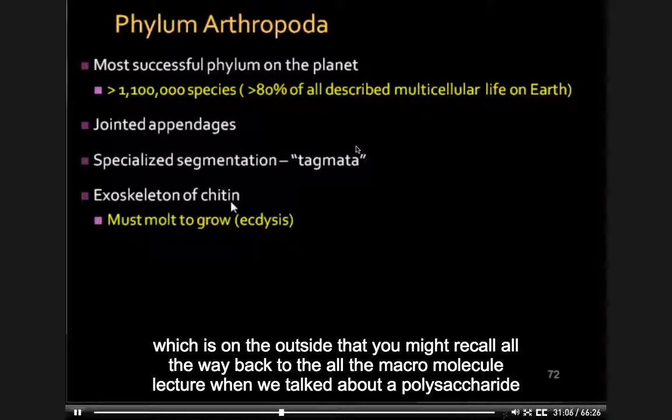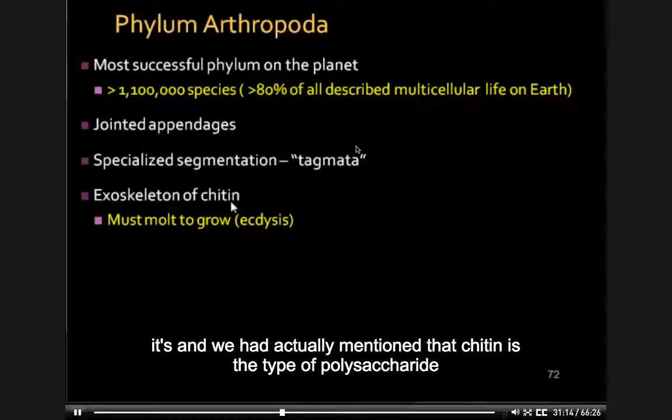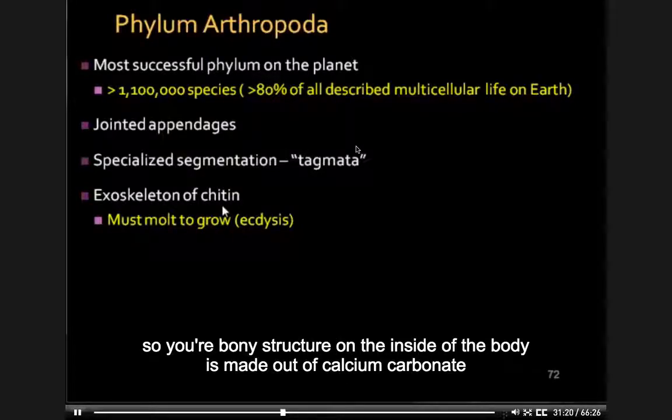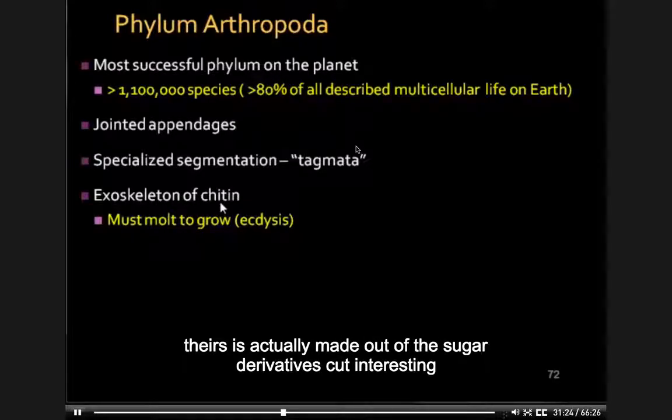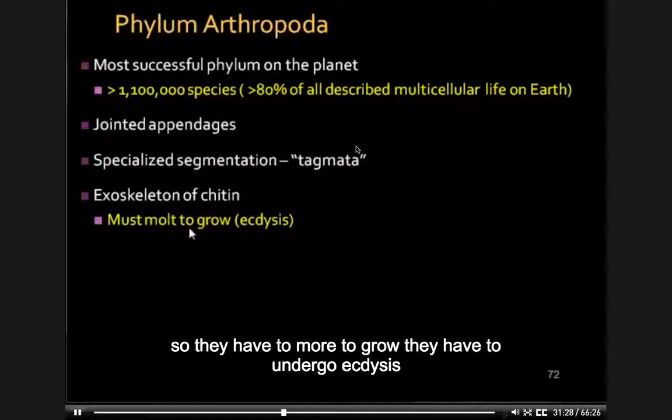Now you might recall all the way back to the macromolecule lecture when we talked about polysaccharides, and we had actually mentioned that chitin is a type of polysaccharide. So your bony structure on the inside of your body is made out of calcium carbonate. Theirs is actually made out of a sugar derivative. Kind of interesting.